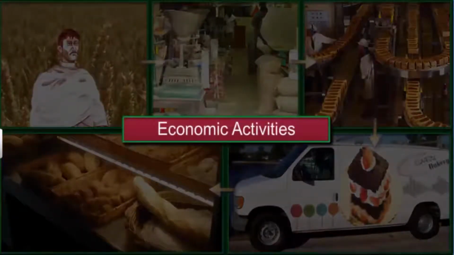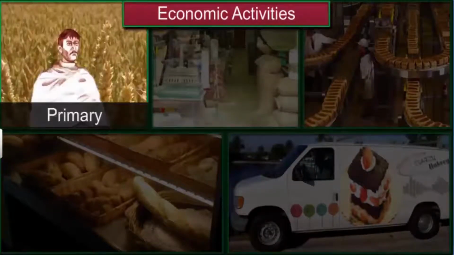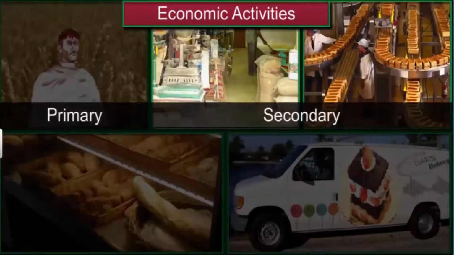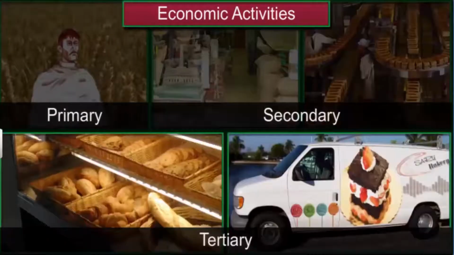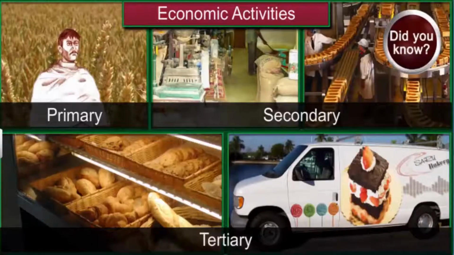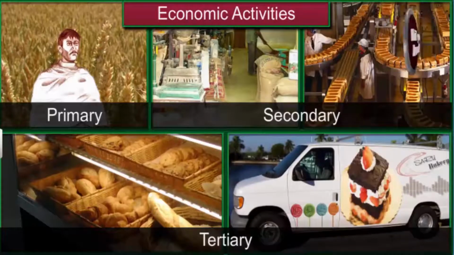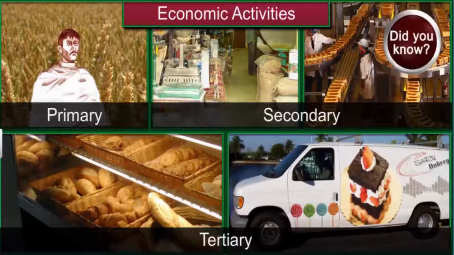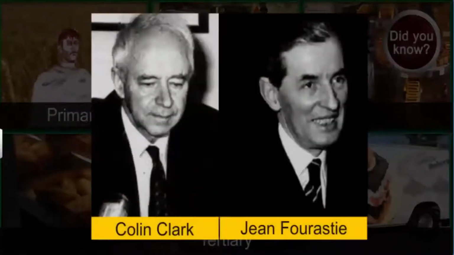Economic activities are classified into three different groups called the primary sector, the secondary sector, and the tertiary sector. Did you know the three-sector hypothesis that divides the economic activities into primary, secondary, and tertiary sectors was developed by Colin Clark, a British economist, and a French economist.